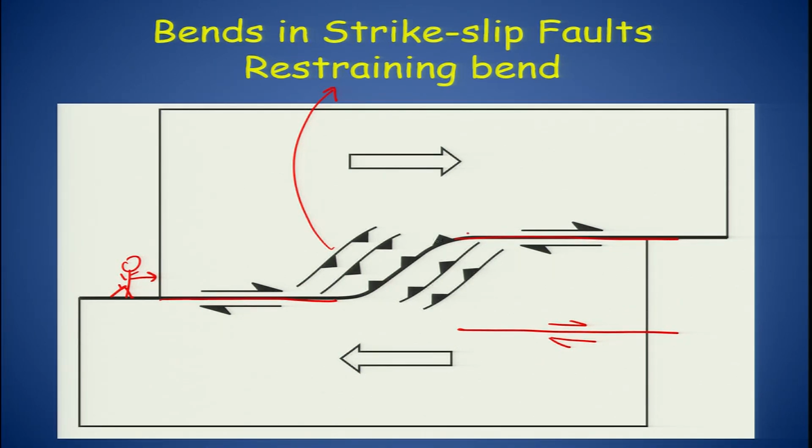But if you have a bend and a step over, then depending on which step over you are looking at along the fault, that is either left step over or right step over, you will see either the formation of thrust faults or folds in the restraining band, and extensional basins in the releasing band.